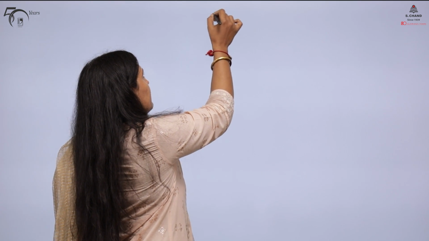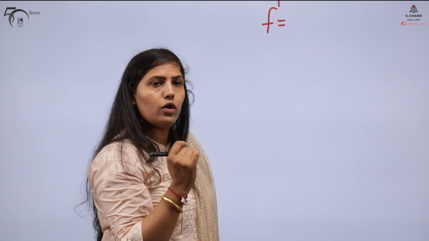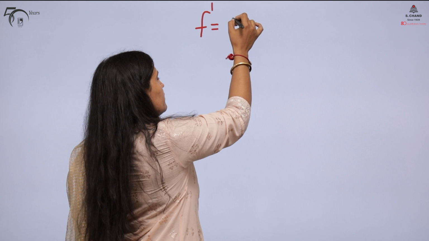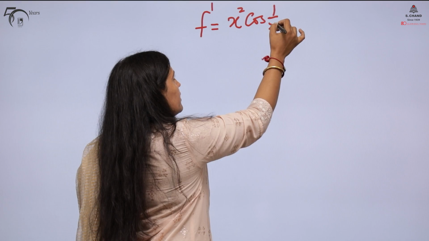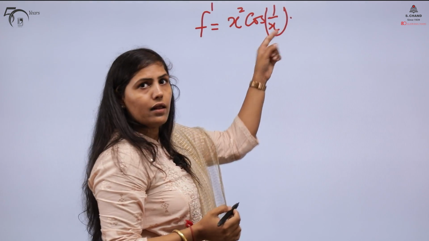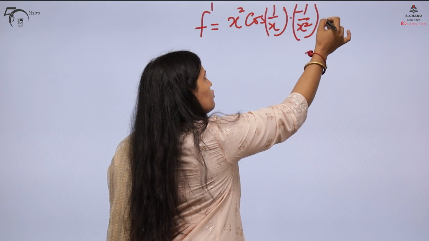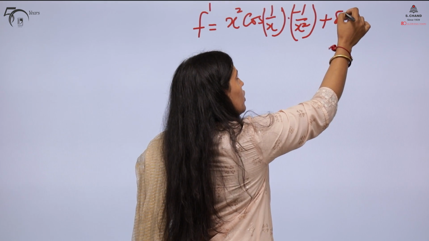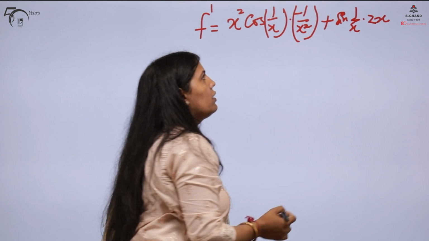So what I am doing, I am taking the derivative. The function was x square sine 1 by x. You will apply the product formula. The product formula says: first same, derivative of the second; the derivative of sine 1 by x is cos 1 by x, and the derivative of the angle 1 by x is minus 1 by x square. Then plus the second function same, sine of 1 by x, and the derivative of x square is 2x. This is your derivative function.